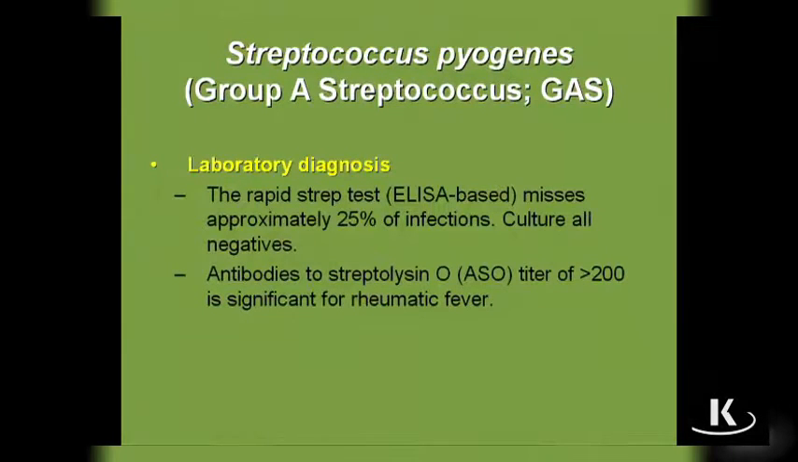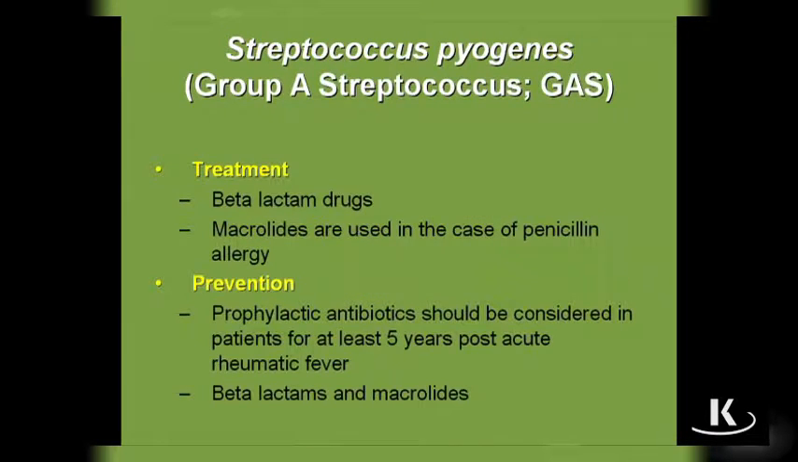I said we'd talk a little bit about streptolysin O, and the reason is because it can be used in the diagnosis of rheumatic fever, where you have antibodies to streptolysin O at a titer of greater than 1 in 200. That's going to be significant for rheumatic fever. Now, treatment is actually very simple for group A strep. First line of therapy is going to be a beta-lactam, so we're going with penicillin. That's your first drug of choice. In cases of allergies, we're going to go probably with the macrolide.